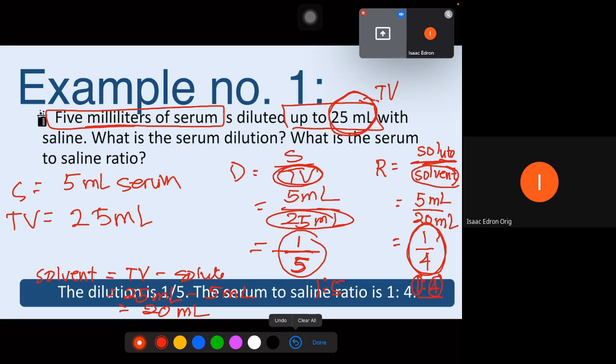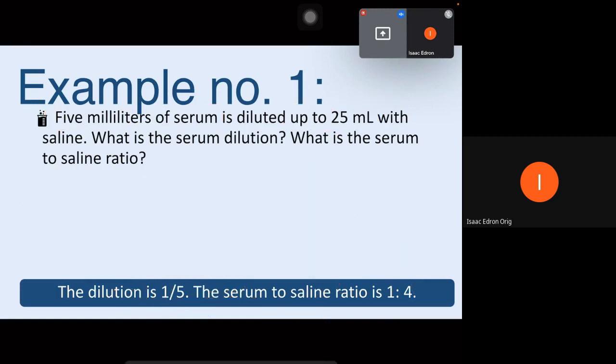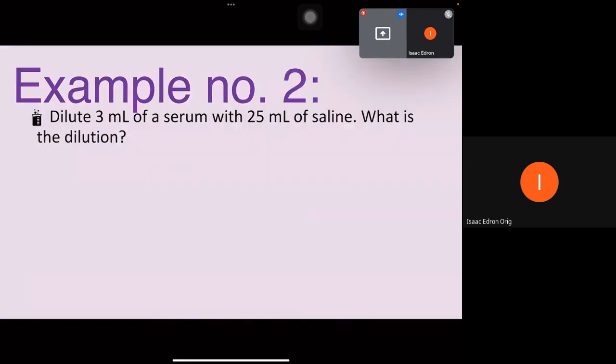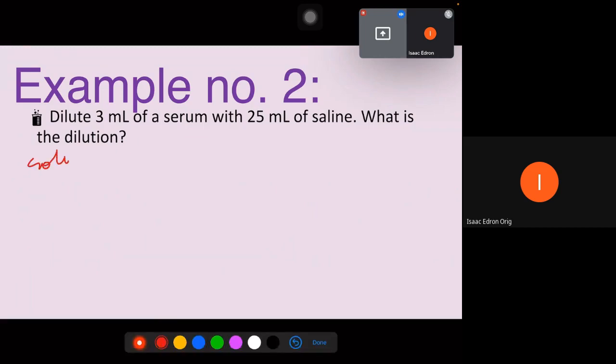So, dilution, total volume ang nasa baba. Then, serum to saline ratio is solute to solvent ratio. Okay? Sige. So, dilute 3 ml of a serum with 25 ml of saline. What is the dilution? So, binigyan tayo ng solute which is 3 ml of serum. Then, saline is 25 ml. So, solvent pa yan siya or diluent is 25 ml.